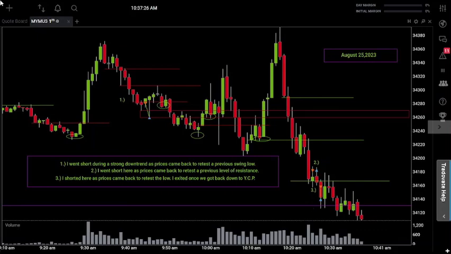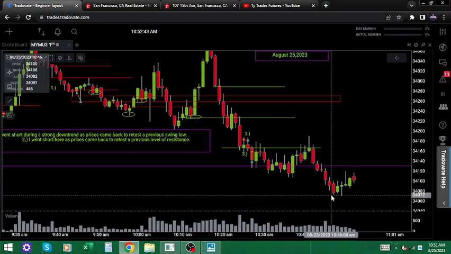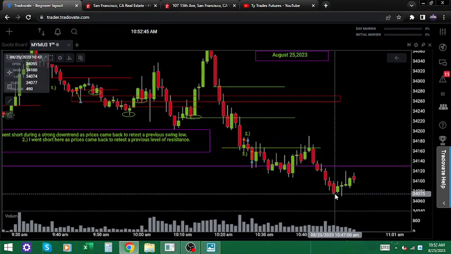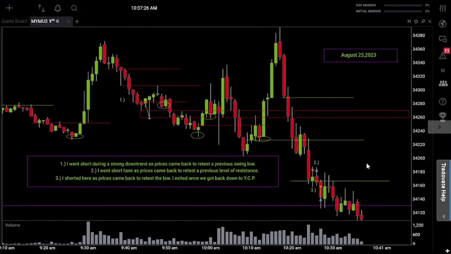I know if we look at the chart, we can see that the market still has some pretty good moves to the downside. We came all the way back down to 34,075. So we had about, what, 25 plus 31, that's 56. We had about 56 more points of downside.